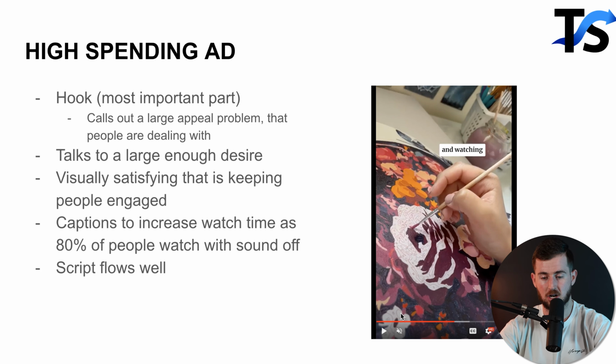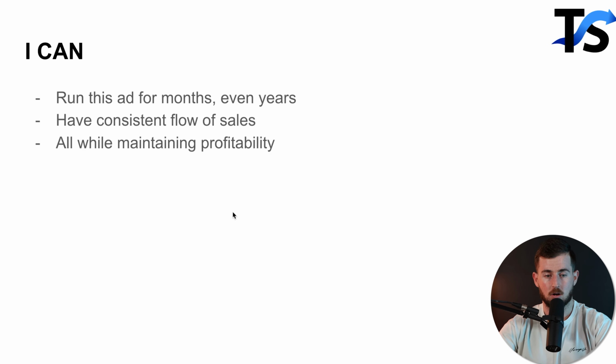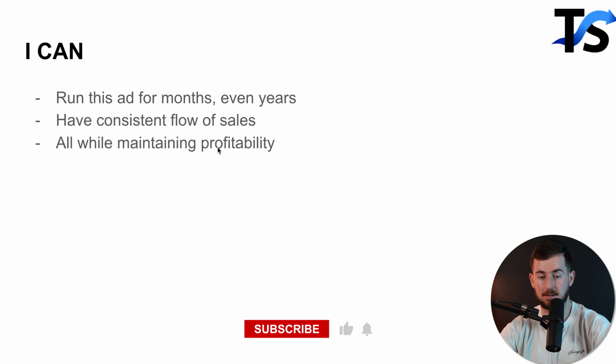So this ad right here did really well. Like I said, we spent $138,000 on it with a 1.38 frequency. Now I can run this ad for months. We've actually been running this ad for like 3 months now. Yeah, we're crushing it. And we have a consistent flow of sales, all while maintaining profitability. I'm running this for months to even years, this particular ad right here.